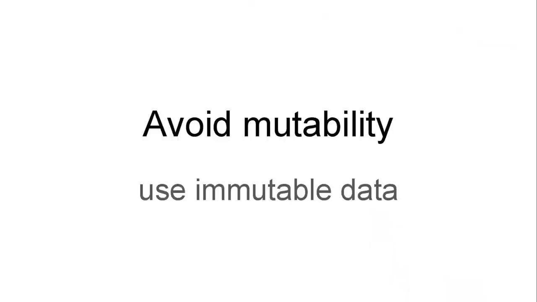So another thing that we want to do is avoid mutating data, avoid mutability. Mutation, in this sense, I just mean changing objects in place. So when we have something that's immutable, and I'm sure a lot of you are familiar with the term, it's data that can't be changed in place. Once we've set it, it's there forever. It's never going to change.